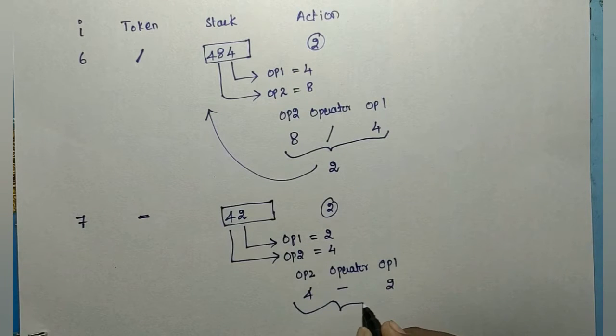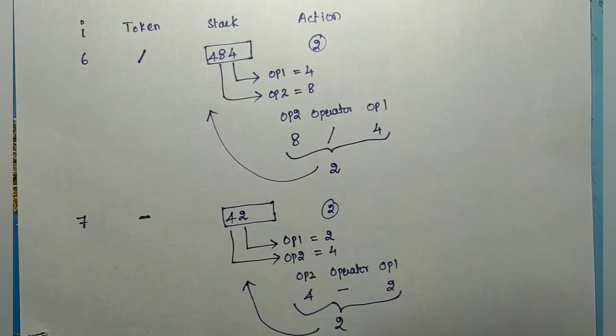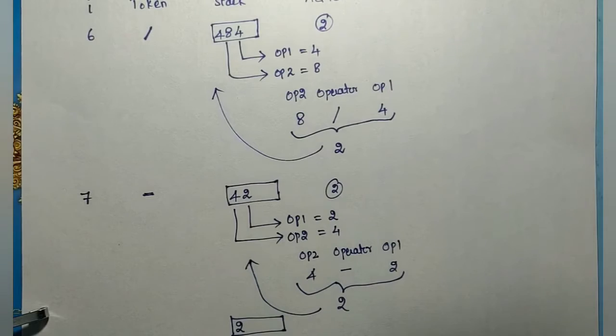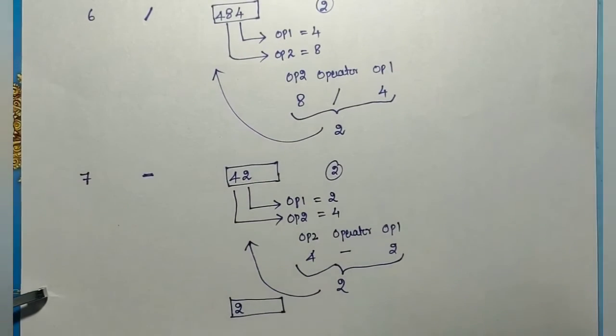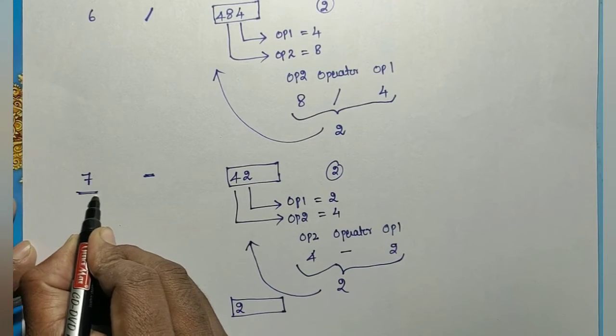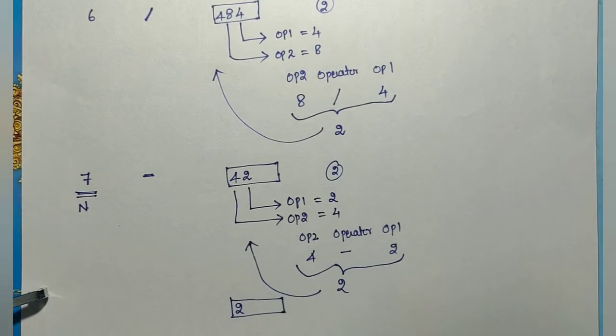So the result is 2. The 2 has to be pushed back to the stack. So the stack contains only that 2. Okay, the stack containing only the 2. Since we have reached that 7, that is n, the number of iterations are over.